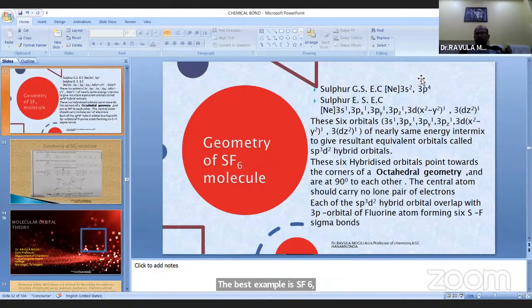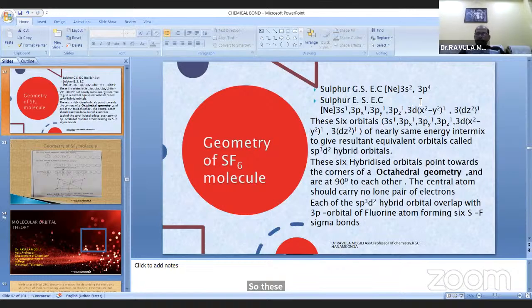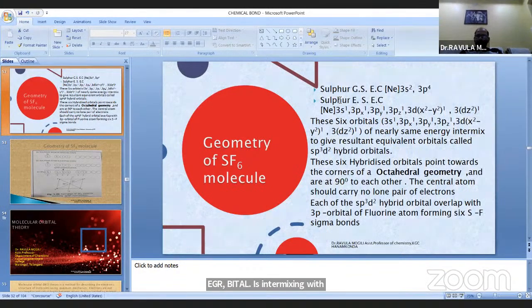In the SF6 molecule, the ground state electronic configuration is neon core 3s2 3p4. Here sulfur's excited state electronic configuration is 3s1 3px1 3py1 3pz1 3dx2-y2 1 3dz2 1. So these Eg orbitals are intermixing with 1 s orbital and 3 p orbitals to get 6 sp3d2 hybridized orbitals. So it is very important.